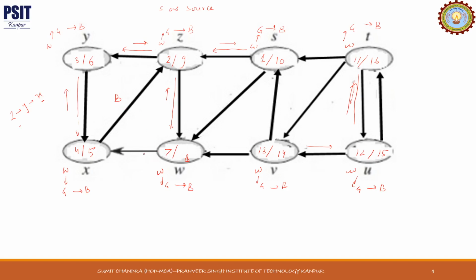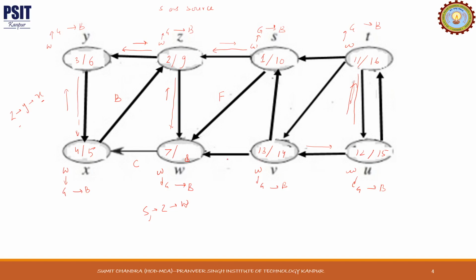Now W to X do not fall in any path because we have not chosen this edge. So this is a cross edge. Now S to W. Again you can see the path S, Z, W. This path we have explored. So ancestor is connected to descendant. So this is a forward edge.